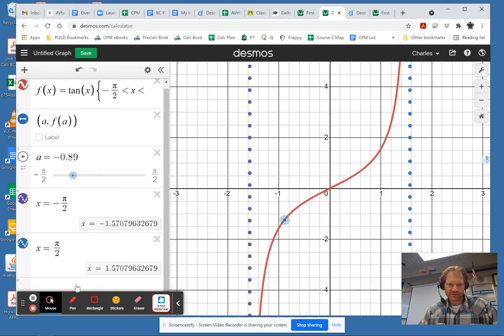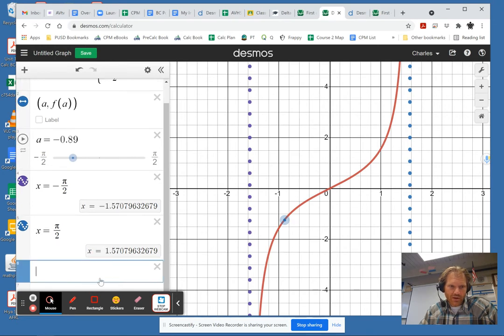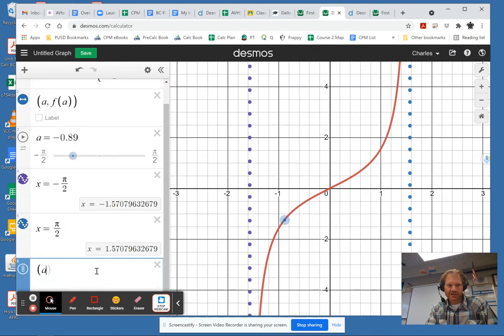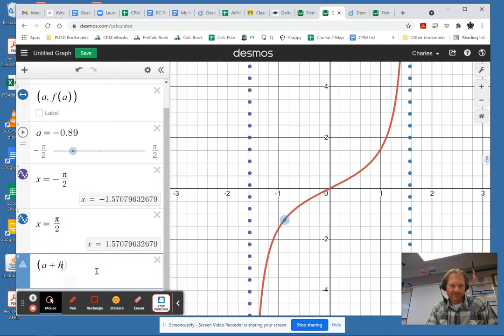And why do I care about that? Well, I don't know, because your math teacher tells you to care about that. What might I be interested in? I might be interested in the slope. The slope is a very important part of calculus. So what's the slope? Well, what we talked a lot about before was the slope between 2 points.